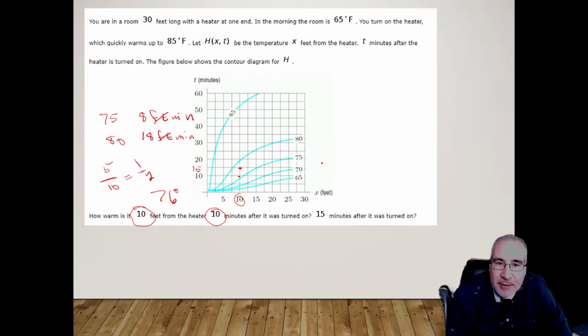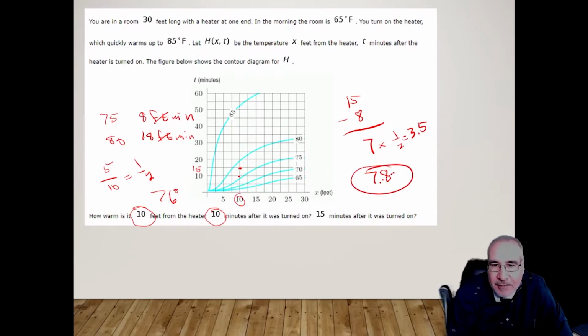So it's a difference of 5 degrees. We're going from 8 to 18, right? So we're at 15. 15 is how many minutes more than 8? 15 minus 8 is going to be 7 minutes. So we multiply that by a half, and that's about 3.5. So if we take our 75 plus 3.5, we get to about 78.5. They want you to round it to the nearest degree, and if we eyeball it, it's going to be closer to 78 than to 79. So we'll call it 78 degrees.